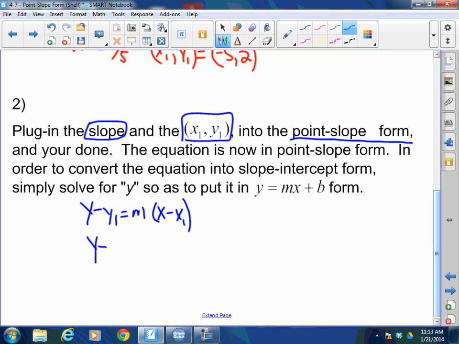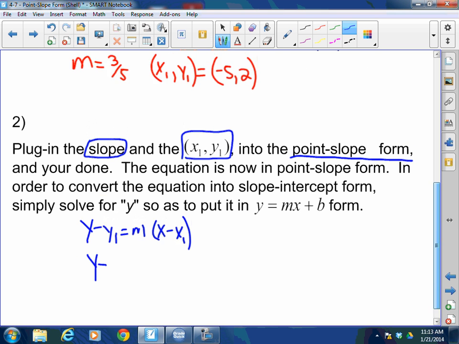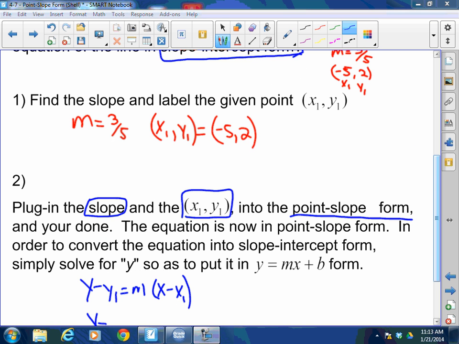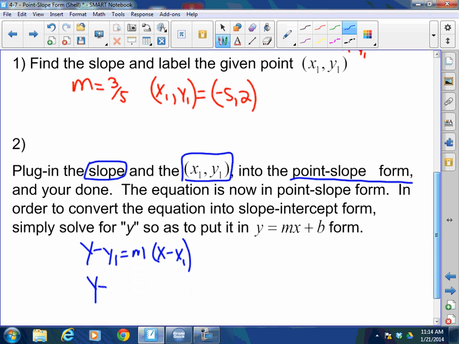What was my y1? Teachers, please pardon the interruption. What was my y1, guys? Irish class. Okay, sorry about that.